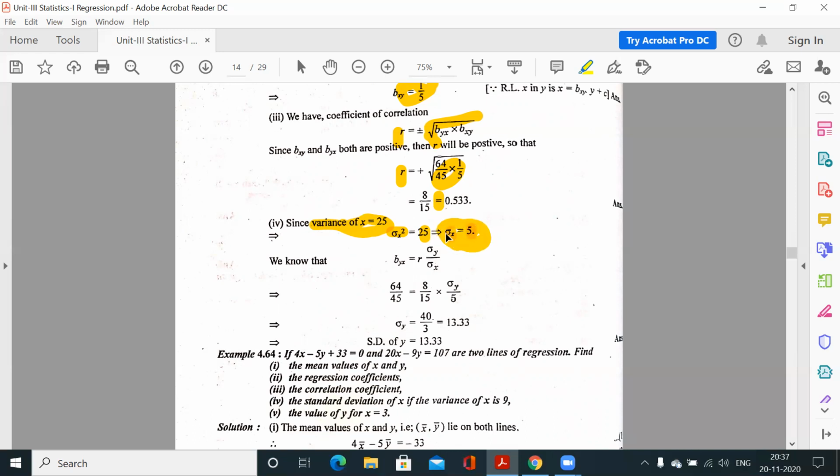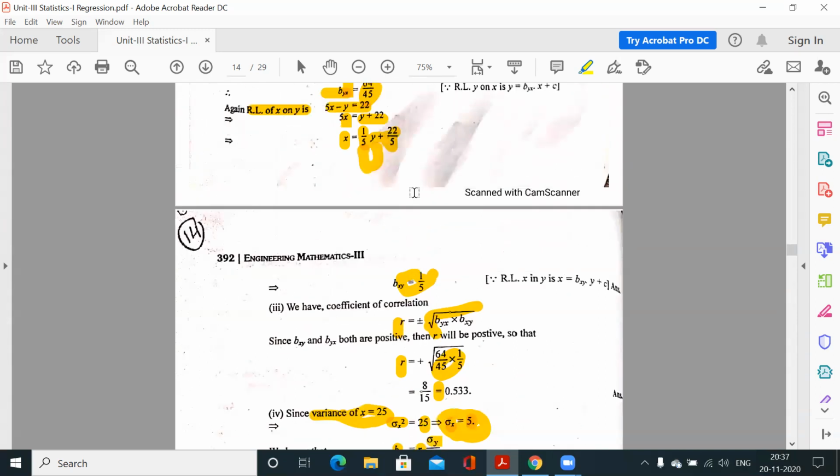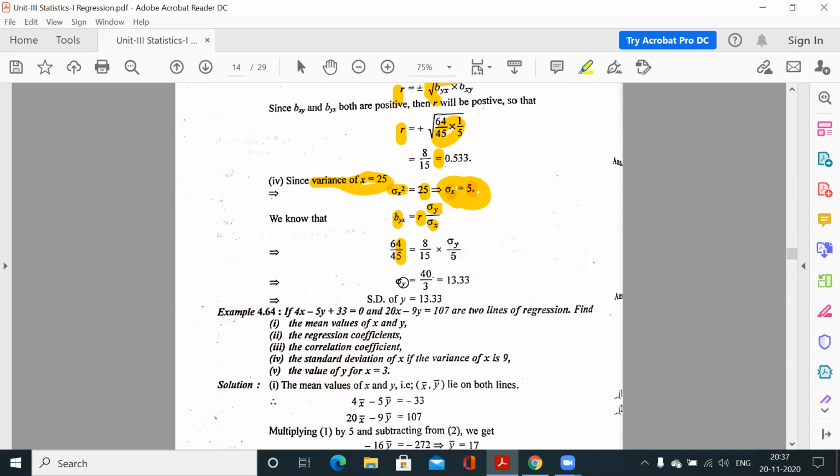We have to find out the standard deviation of y. So you know the formula, byx is r times sigma y, the standard deviation of y, divided by the standard deviation of x. So everything is known to us. byx is 64 by 45 from here, and r is 8 by 15 from here, and sigma y we have to find out, and sigma x is 5 from here. So after simplifying this equation, we will get our sigma y, that means the standard deviation of y. We can use the other formula also, bxy. From that formula also we will get the same result.